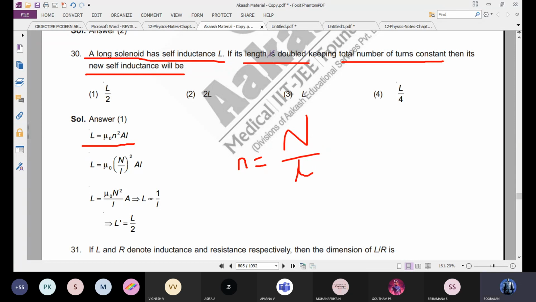Now the length is doubled. So apply the values: N square, l square, A l. So l and l cancel. The relationship between self-inductance and length is inversely proportional, L is proportional to 1 by l. So the new self-inductance is half of the actual value. It will reduce. Please note it.